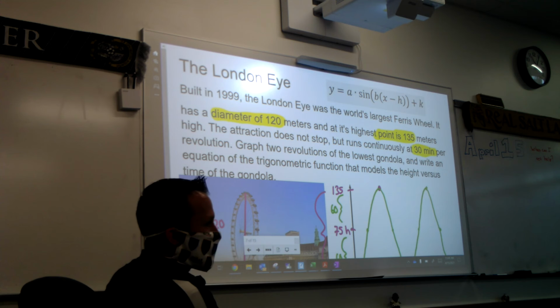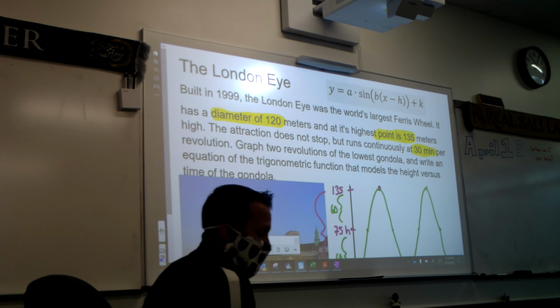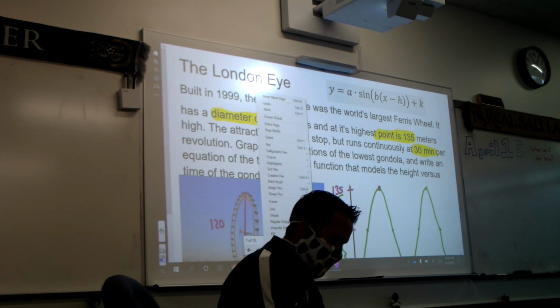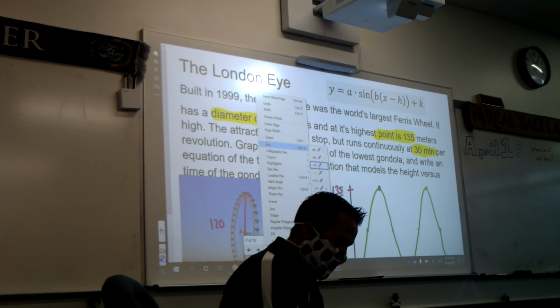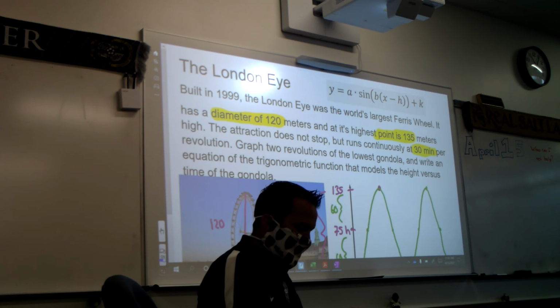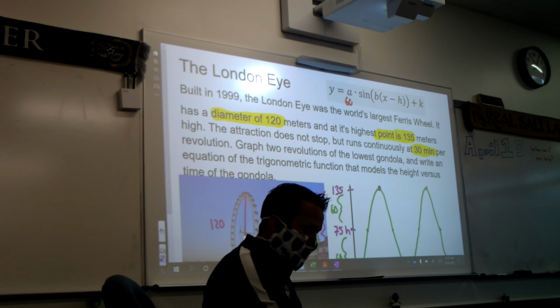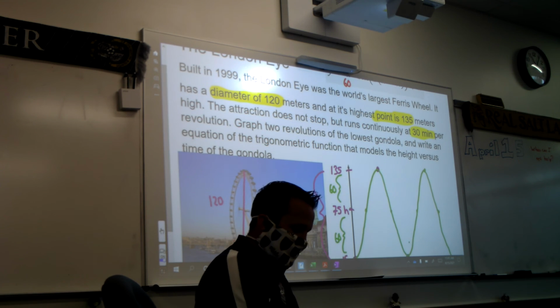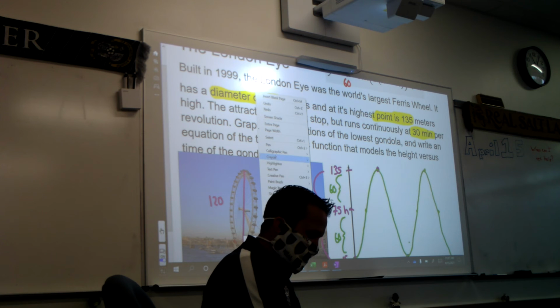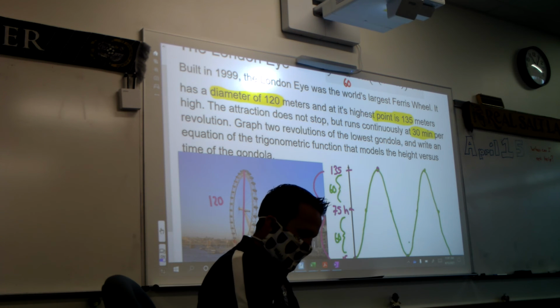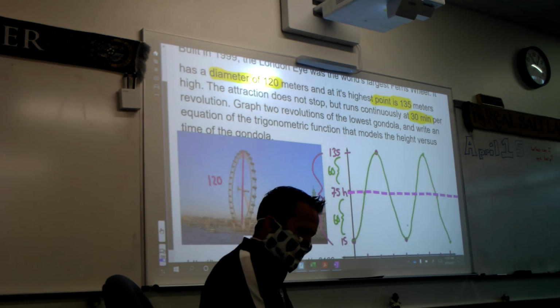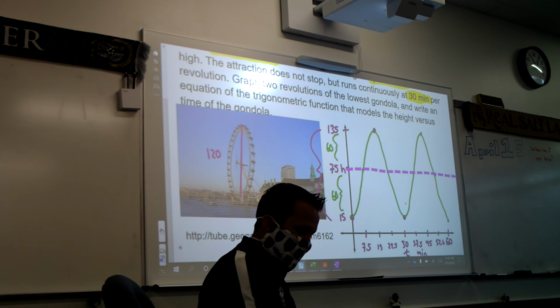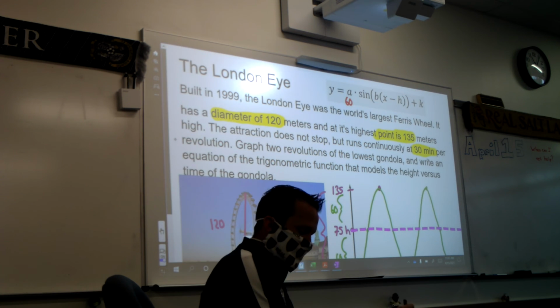A, what does A stand for? The amplitude, and you already told me that the amplitude is the distance from our midline up to the top and down to the bottom, which is 60. Let me draw the midline in there a little bit better. Here's my midline. Do you see how the distance from the midline to the max, or from the midline down to the min, is 60? So that means A is going to be 60.